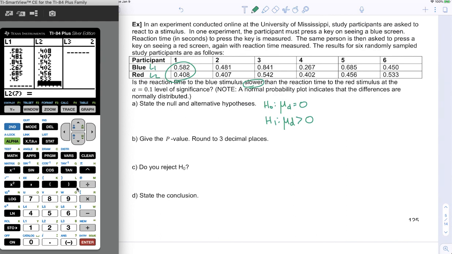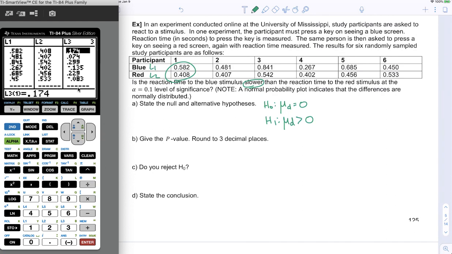Now we want to find the differences between these matched pairs data. So you need to go to L3, arrow all the way to the top, and press enter. You'll see that it's blinking down here. This means you can define L3 with a function that can basically do the subtraction for us. So I'm going to do L1, second, number 1, minus L2, second, 2. And then when you press enter, it's going to populate list 3 with the differences.